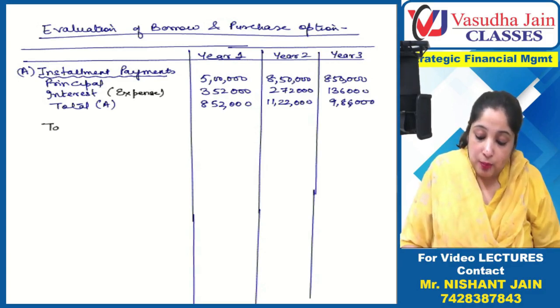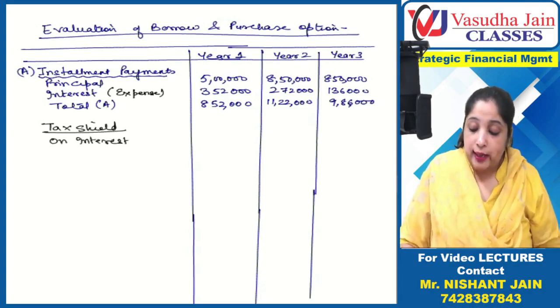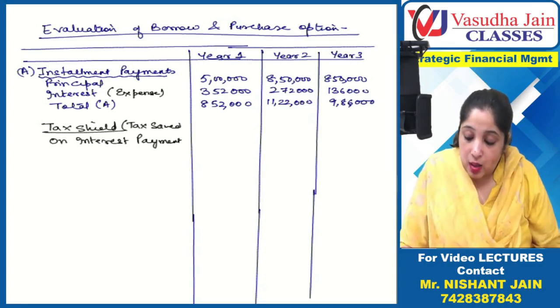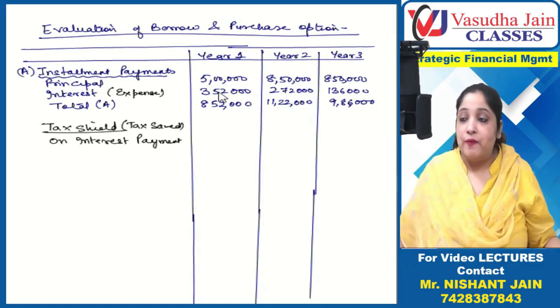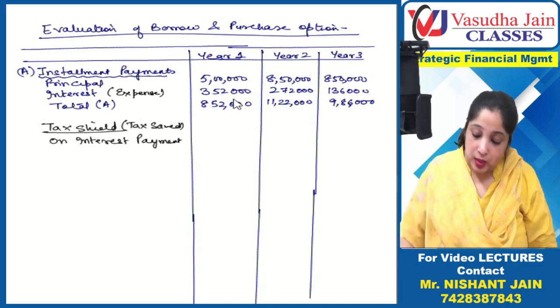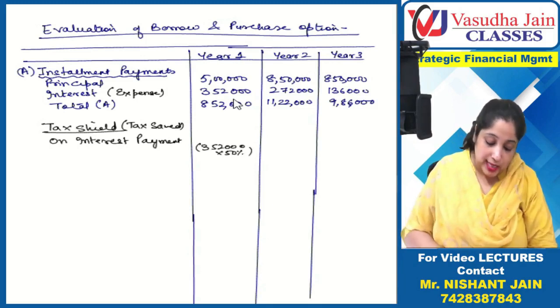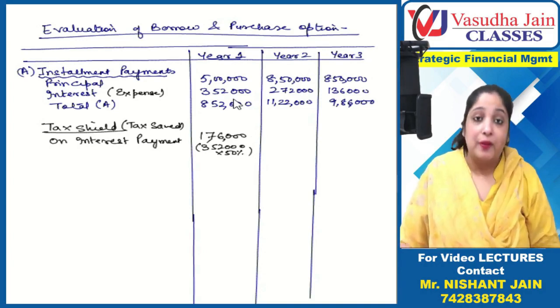So now I am going to compute the tax shield part. I will be getting a tax shield on the interest payment. How much interest, how much tax will I save? Interest shield means tax saved. Now 3,52,000 expense will be shown and the tax rate is 50%. So 3,52,000 into 50%, how much tax am I able to save? 1,76,000 rupees of tax will be saved.